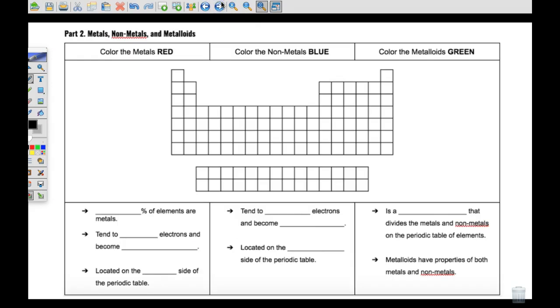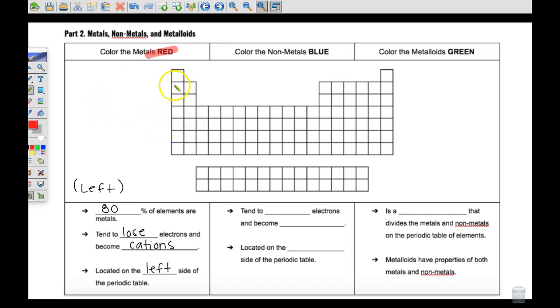Now, there are many different ways to classify elements, and the most basic is determining if it's a metal, a nonmetal, or a metalloid. 80% of the elements on the periodic table are metals, and metals tend to lose electrons and become cations. For the most part, metals are located on the left-hand side of the periodic table, so this is where the majority of the metals are going to be. So we're going to color our metals red.